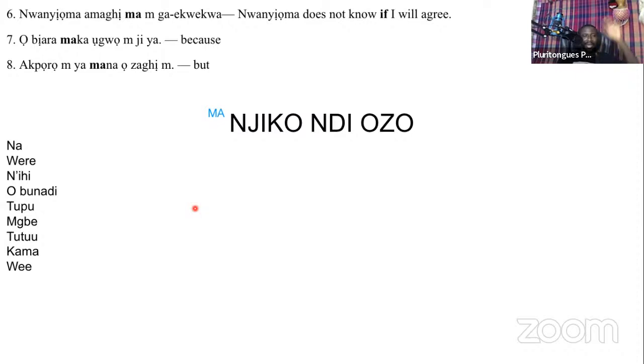Ọ dịkwa ka akpọrọ m ha ma ha abịaghị, but mana it functions as but here. Ọ dị mma. Ebe a ka anyị ga-awụsa ọwa taa.